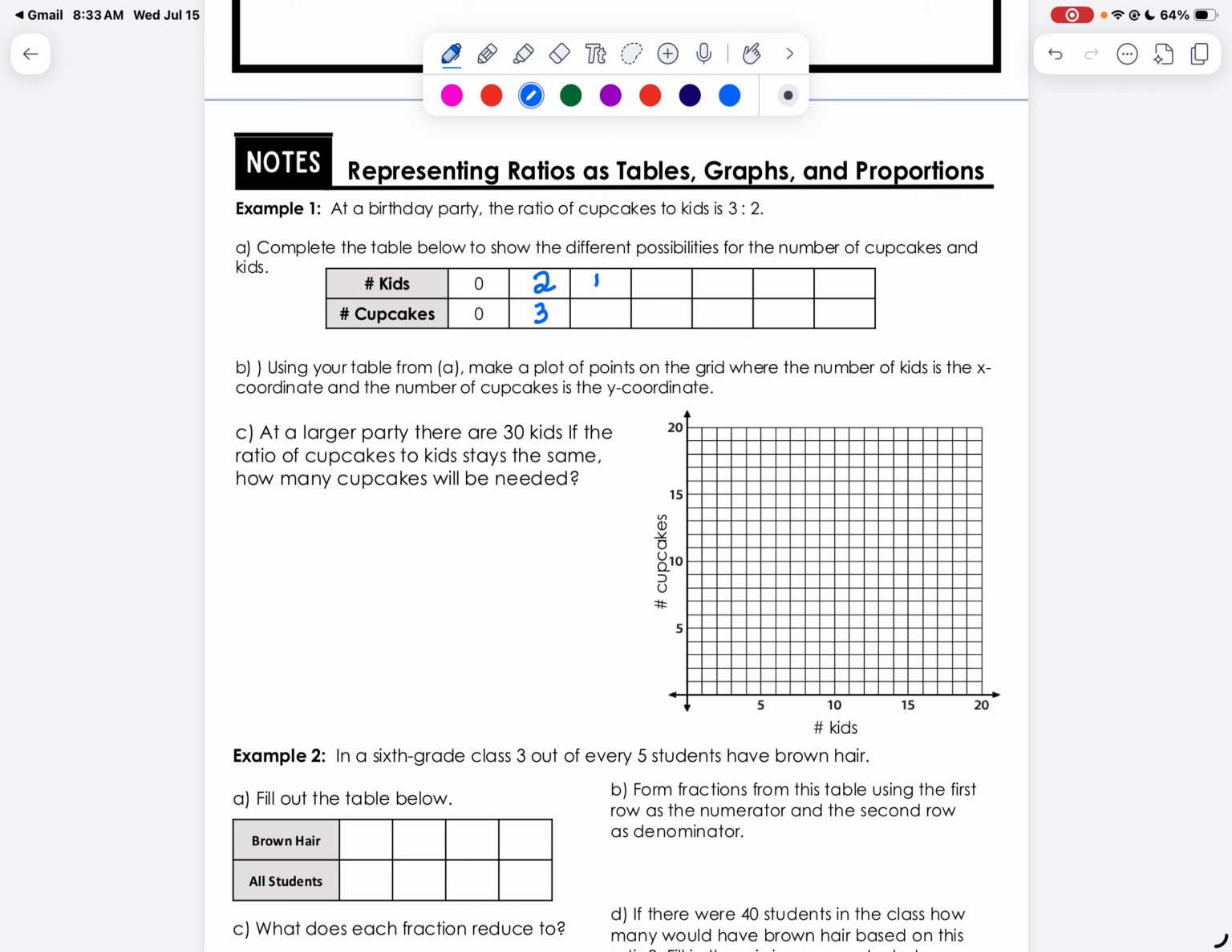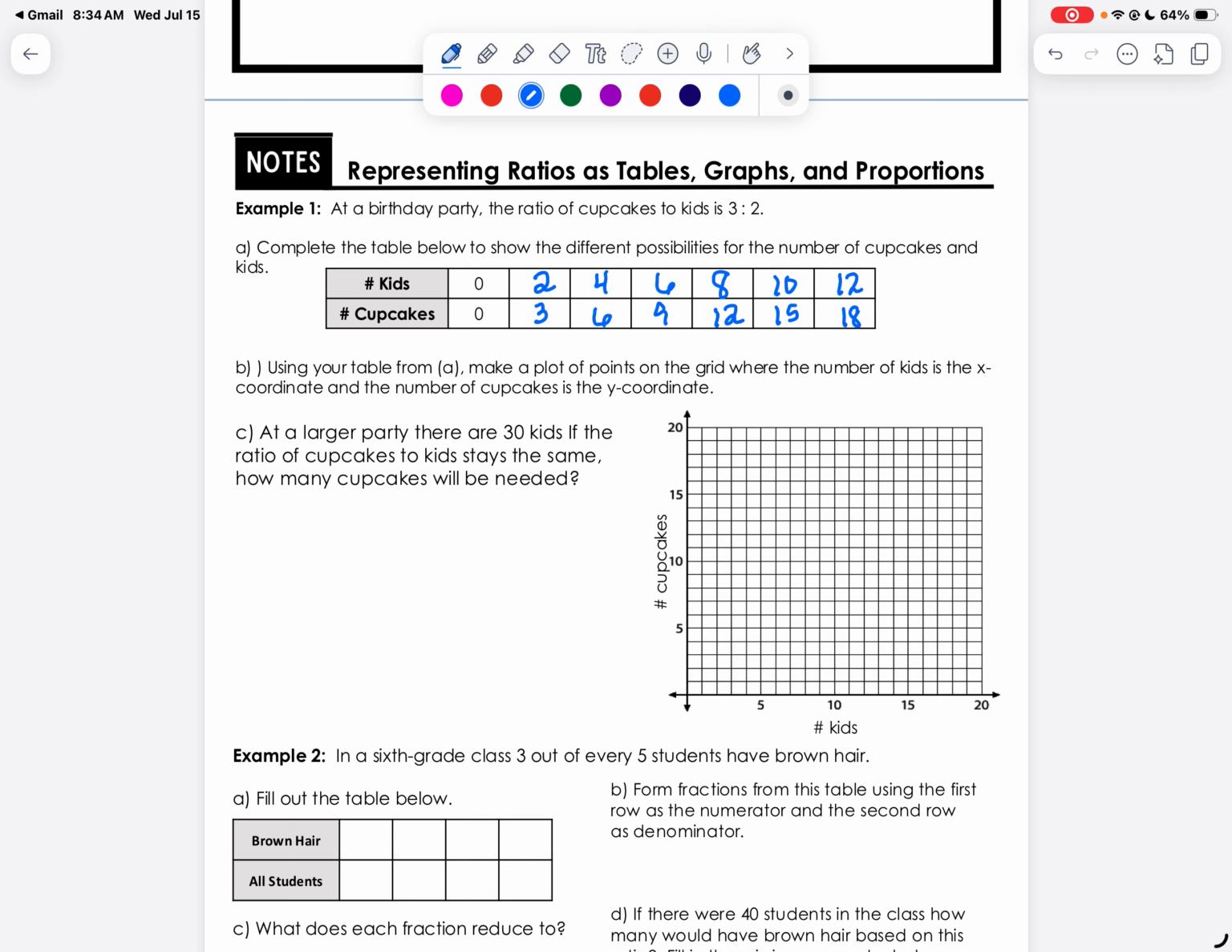So 2 times 2 is 4. 3 times 2 is 6. We could scale by 3. 2 times 3 is 6. 3 times 3 is 9. 2 times 4 is 8. 3 times 4 is 12. 2 times 5 is 10. 3 times 5 is 15. 2 times 6 is 12. And 3 times 6 is 18. So those are some different possibilities for the number of kids and the number of cupcakes.